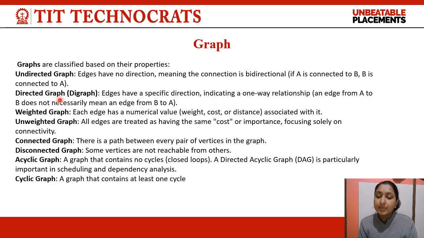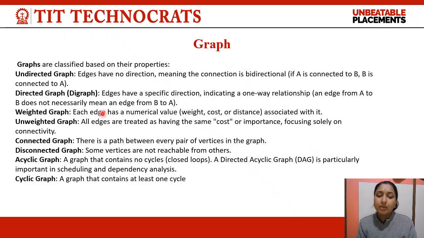The second one is the directed graph. If I talk about a directed graph, it has a specific direction. Suppose A is connected to B and an arrow is showing from A to B. It means it is traversing from A to B, which indicates only a one-way relationship of an edge from A to B. It doesn't necessarily mean there is an edge from B to A, right? The next one is the weighted graph. In this, each edge has a numerical value like a weight, cost, or distance associated with it.